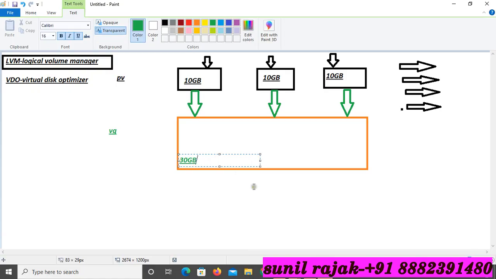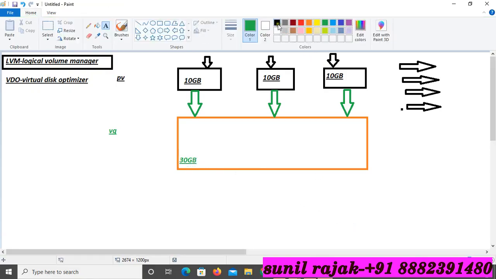Okay, now friends, I'm asking you, suppose you are working in a DevOps profile, you know the use of Docker containers. So how can you utilize the Docker container?